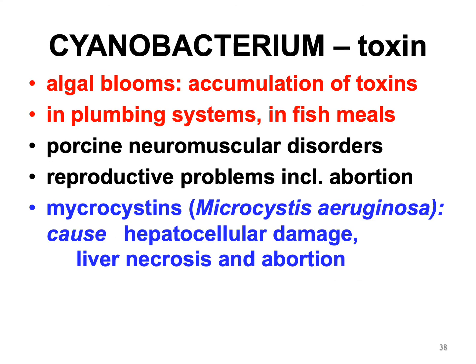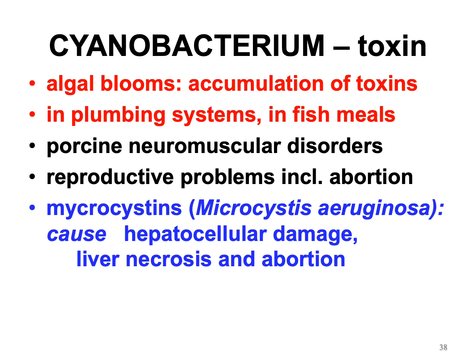During the algal blooms, there is an accumulation of toxins, and it can be found in the plumbing systems, but also by different ways in the fish meals, and they will cause porcine neuromuscular disorders. Reproductive problems included abortion, and the microcystin itself, produced by the Microcystis aeruginosa, may cause hepatocellular damage, liver necrosis, and abortion.